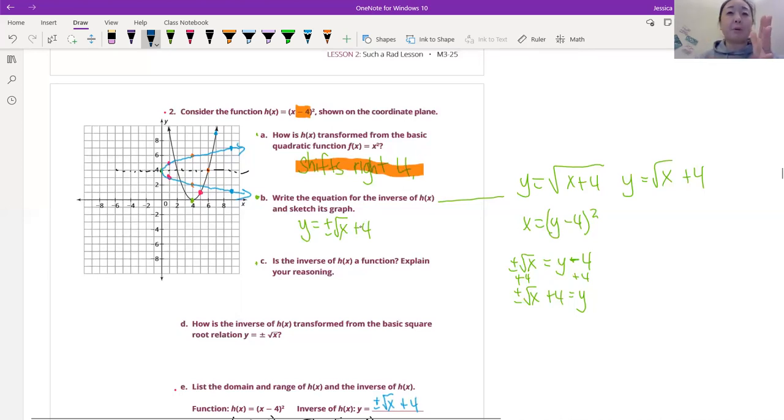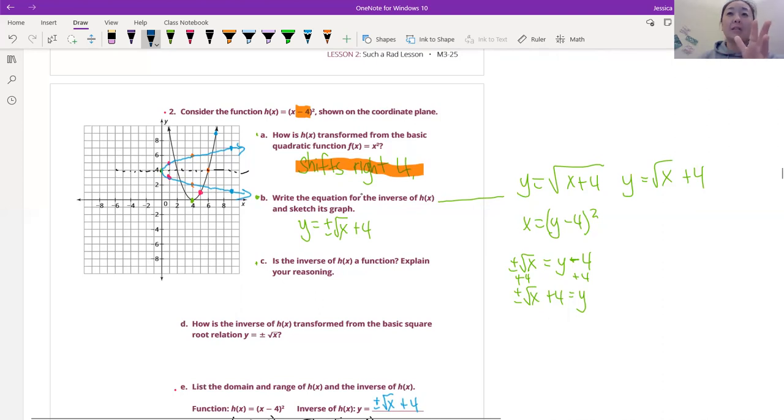And if you remember, think about, well, what if it was x + 4? Then it would shift to the left 4. You should try that on Desmos and see if that's true. I'll wait for you. Okay, you can just push pause. And then write the equation for the inverse.